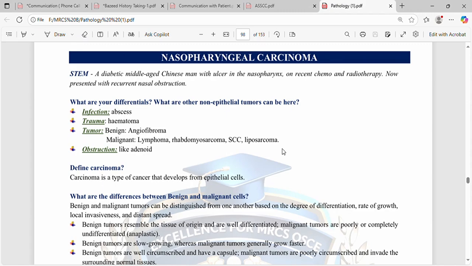Okay, so today we are going to discuss nasopharyngeal carcinoma. A diabetic middle-aged Chinese man with ulcer in the nasopharynx on recent chemo and radiotherapy, now presented with the current nasal obstruction. What are your differentials? What other non-epithelial tumors can be here? Infection, abscess, trauma, hematoma, benign angiofibroma, malignant lymphoma, rhabdomyosarcoma, squamous cell carcinoma, liposarcoma, obstruction like adenoids.